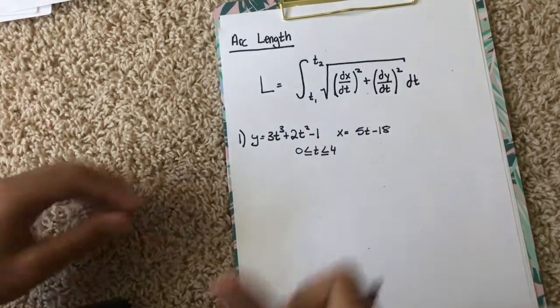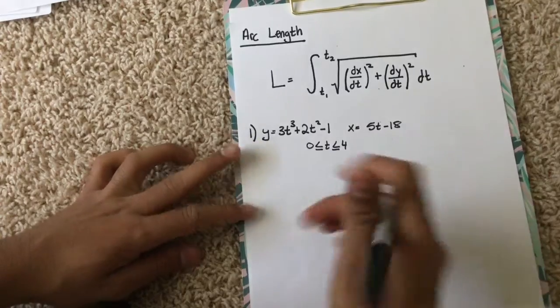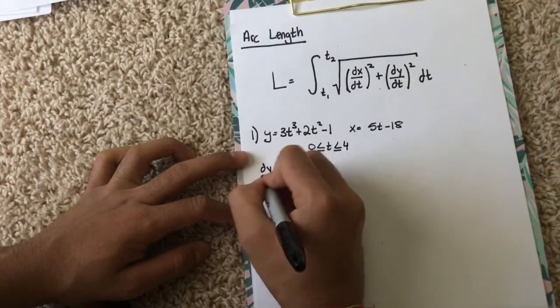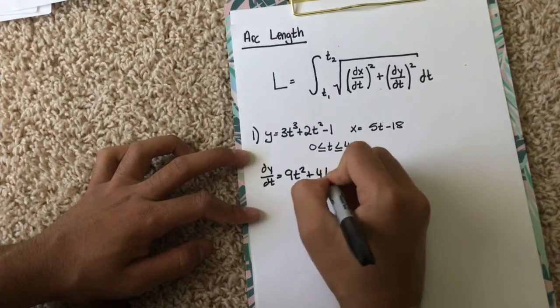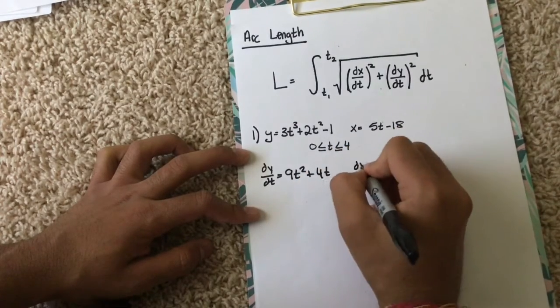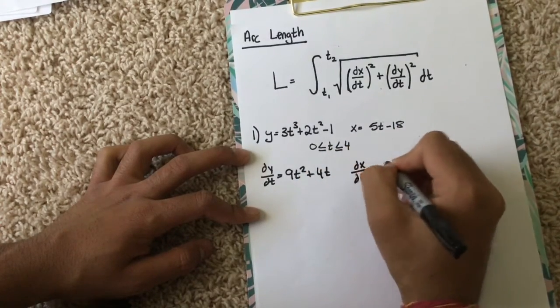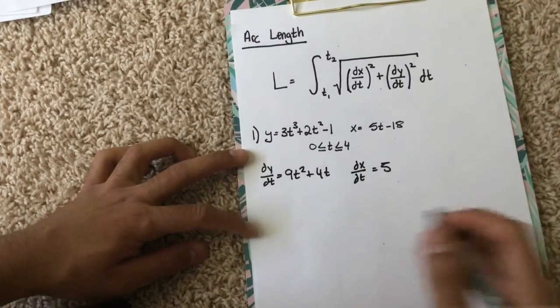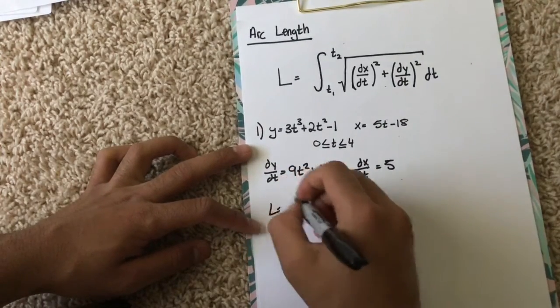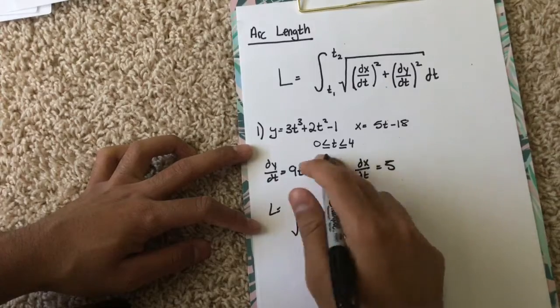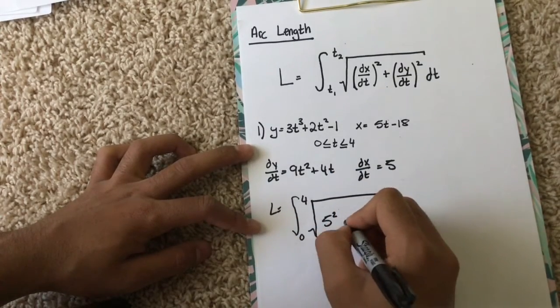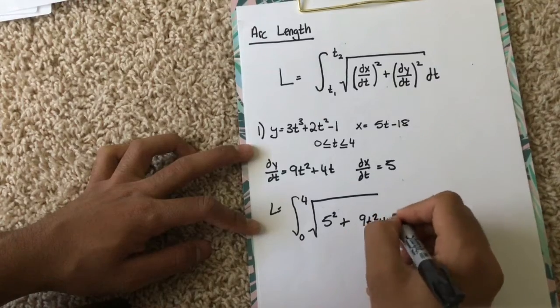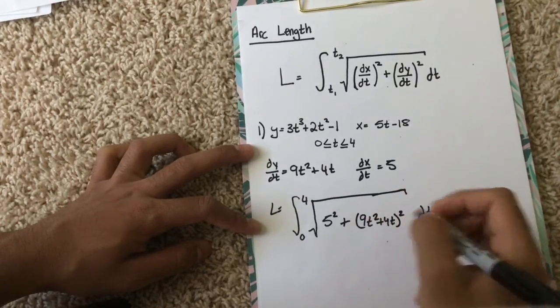So let's do another example. Here we have this equation. We want to find dy/dt. First, because we have the dt, that's going to equal 9t squared plus 4t. And then dx/dt is equal to 5. And now all we have to do is plug it into the equation. From 0 to 4, the square root of dx/dt squared, 5 squared, plus 9t squared plus 4t squared, dt.